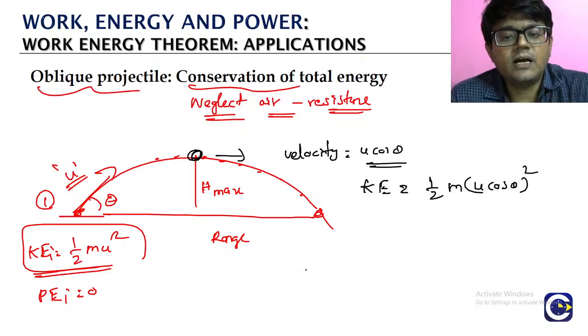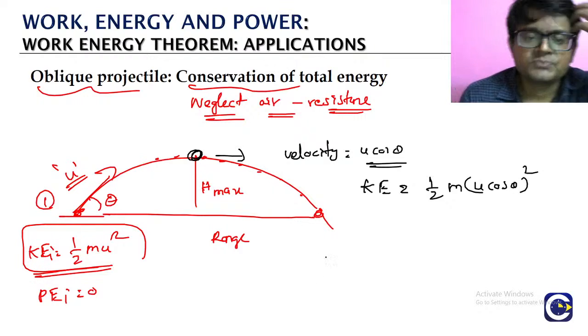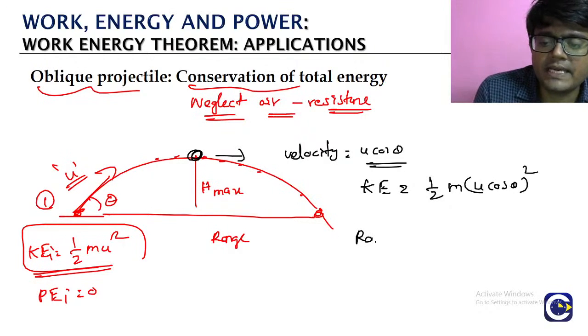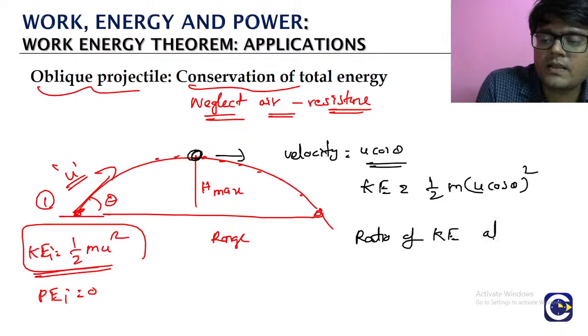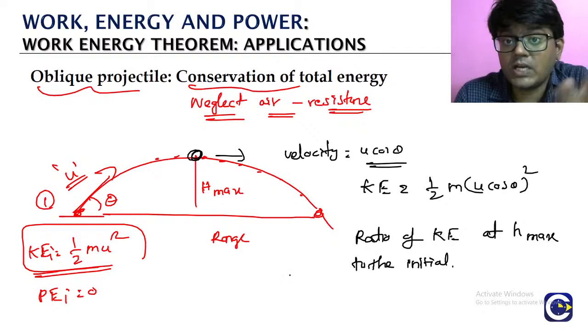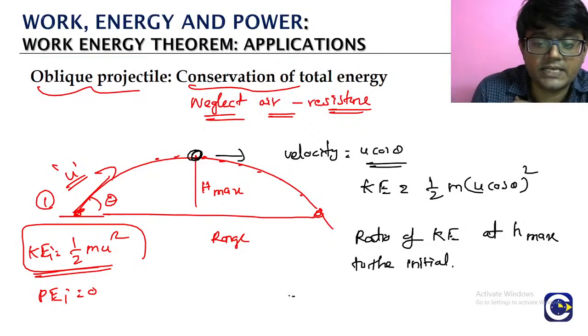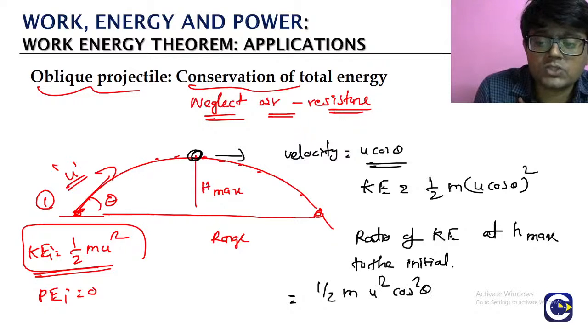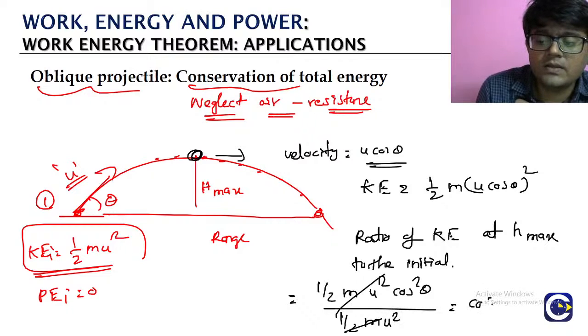So generally, we can have questions like this. What is the ratio of kinetic energy at h max to the initial kinetic energy? Look, what is the ratio of kinetic energy? Half m u square cos square theta divided by the initial kinetic energy, half m u square. Cancel.